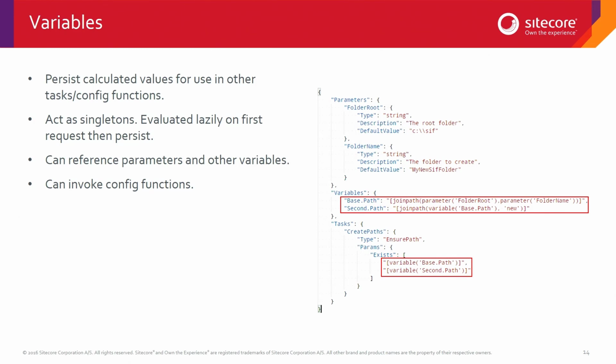So in this case, we've got a base path that takes two parameters, and the second path is actually taking the previous variable and appending in a static value there as well.